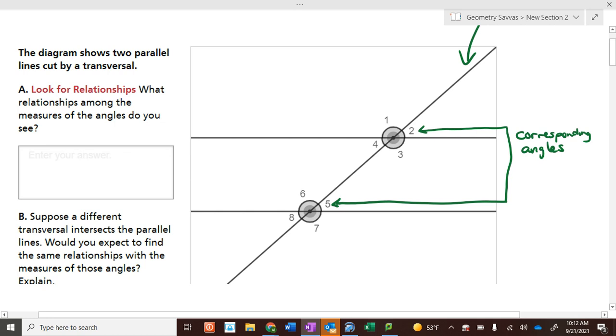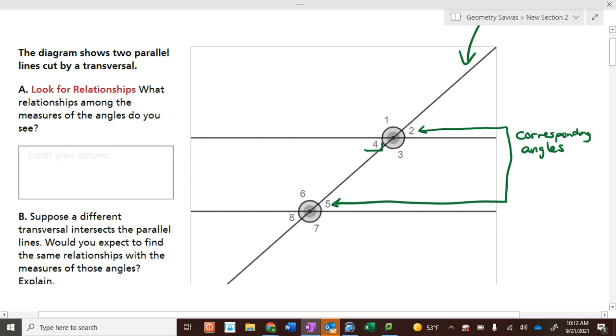4 is corresponding to what, Mr. Chase? 4 is corresponding to 8, and Braden, what is 3 corresponding to? 7. So that's corresponding angles. Corresponding angles are congruent.